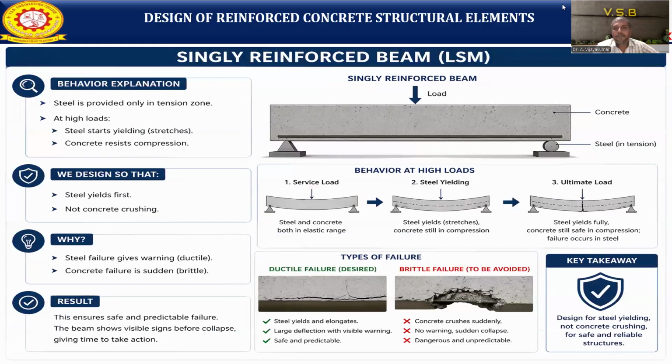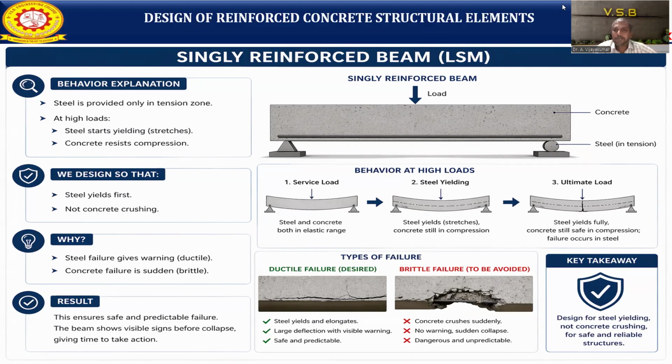Then we look at the design of the singly reinforced beam using the limit state method. Steel is provided only for tension. It is a simply supported beam. We are placing the steel in the bottommost because tension will occur at the bottom, and above the neutral axis there will be compression. To resist tension, we are providing steel at the tension zone. If you give more load, at higher load the steel starts yielding.